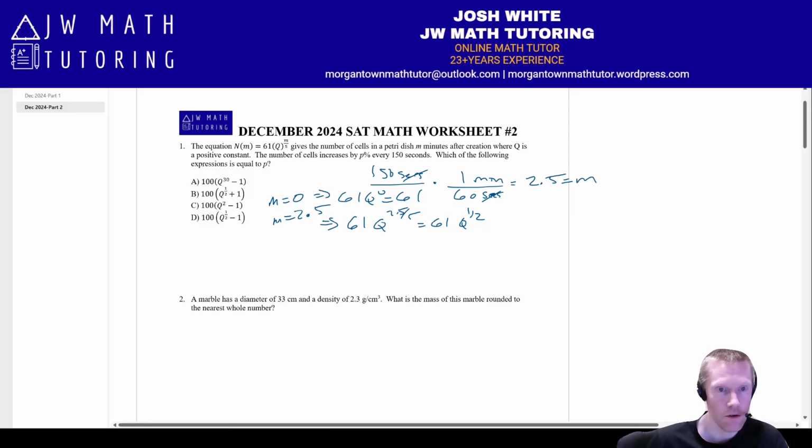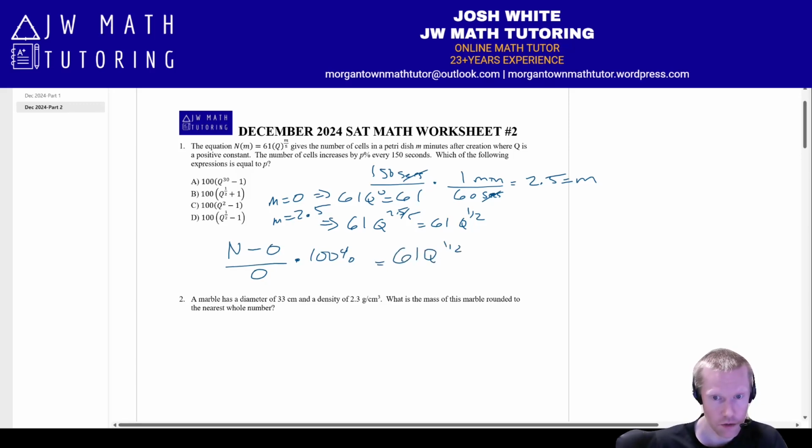All right, so now remember, to find percentage increase, it's basically new minus old over old. Or instead of old, you could think of it as the O standing for original, the original starting value. And then of course for percentage, you're going to multiply it by 100%. So the new value is the 2.5 minute value, which is 61q to the 1/2. The old value is the original value, just 61, and then we divide by the original value, which is 61, and then of course, times 100%.